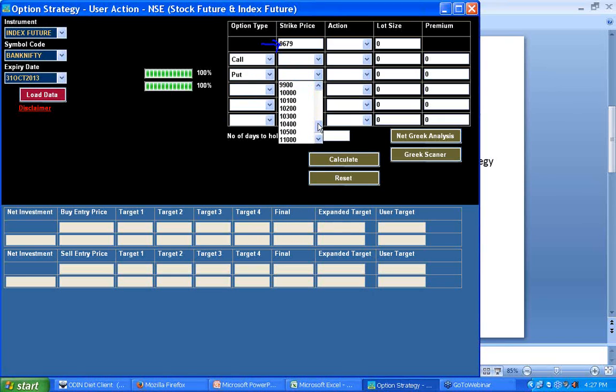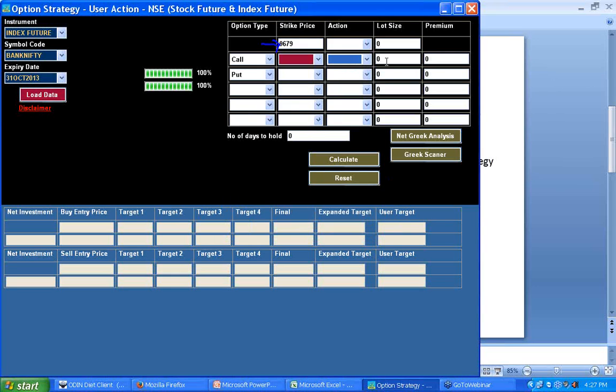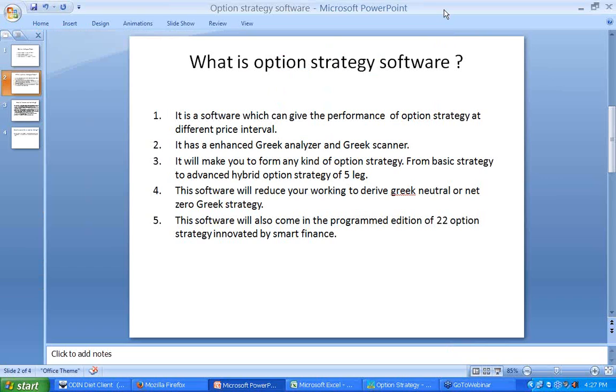So the tradable strikes of the call and put options are loaded, and I have given a 5-leg option strategy builder. That means 5 different call and put options and their actions of buy and sell, which you can select from this. You can also specify how many days you wish to hold the trade. So this is the look and feel of the software. We will be using this software for forming an option strategy.